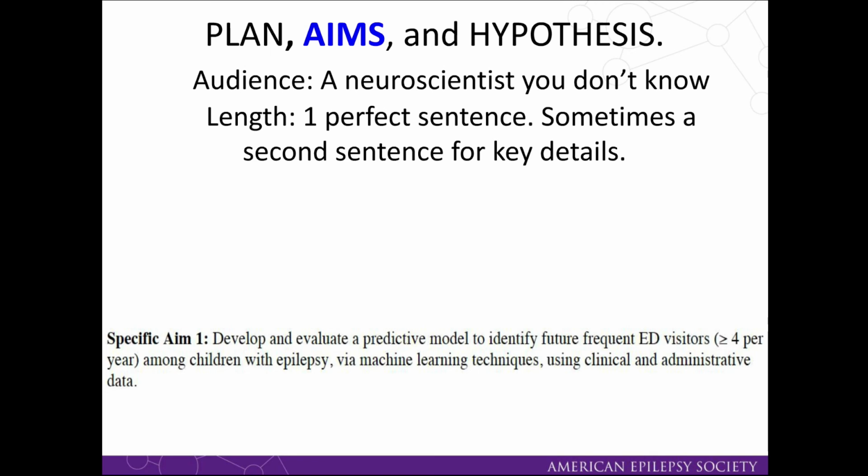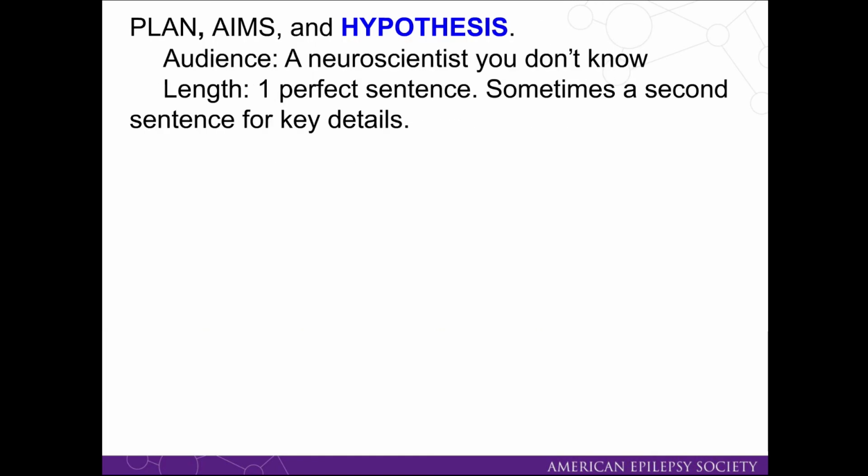So notice how it's got a lot of pieces there. It starts with a verb. You know what's going to happen. It's a predictive model. There's some definitions that have been slid in there so that the reader knows how you're going to operationalize different topics. And then the methods are also implied via machine learning techniques, as are the data sources.